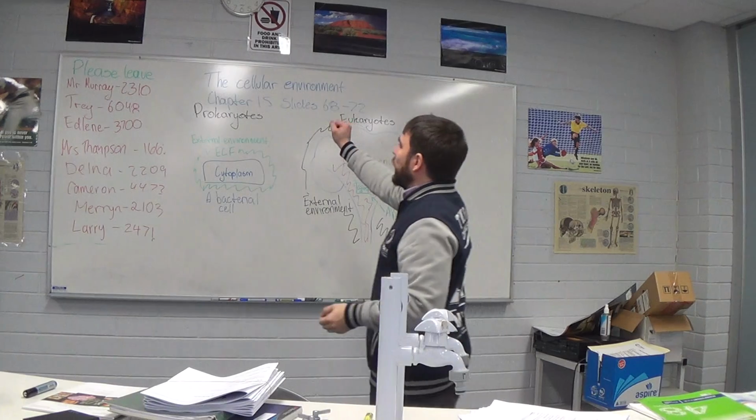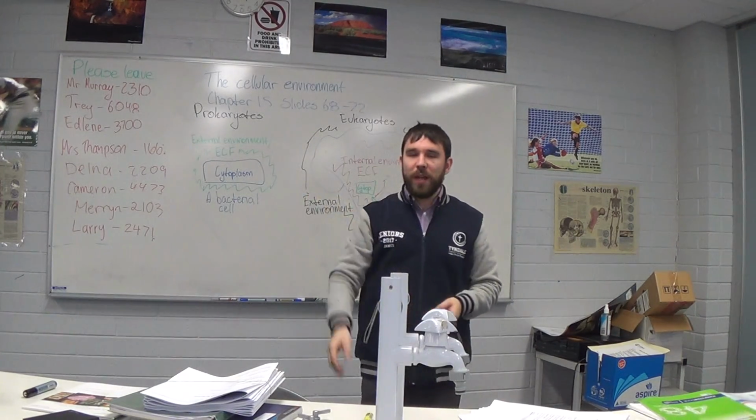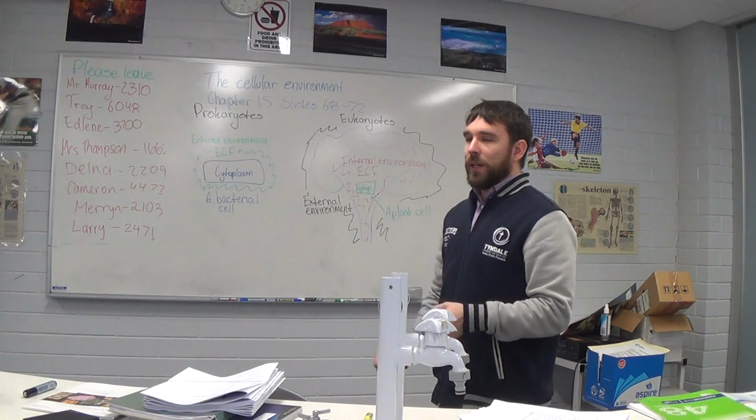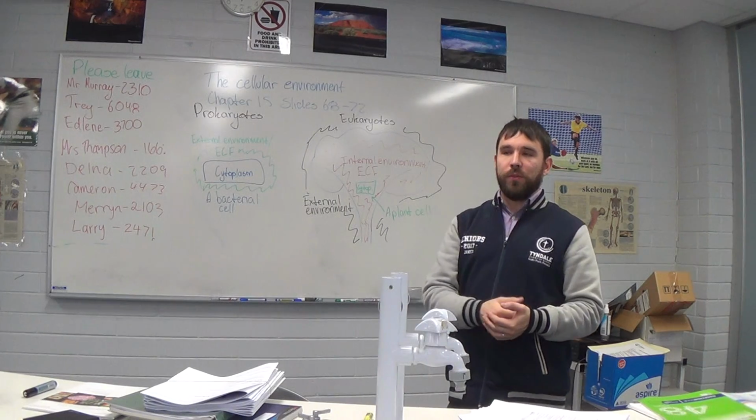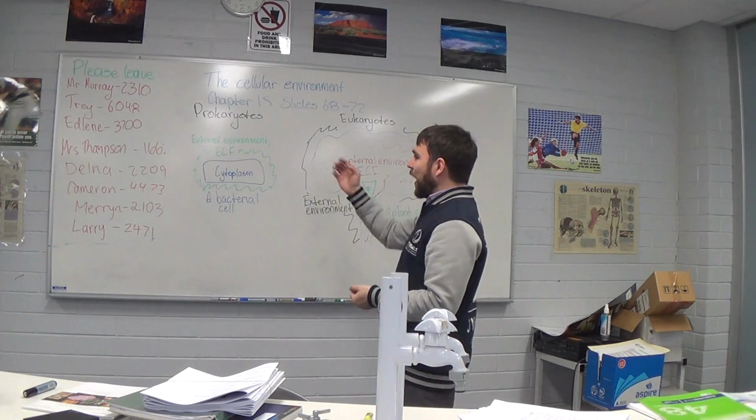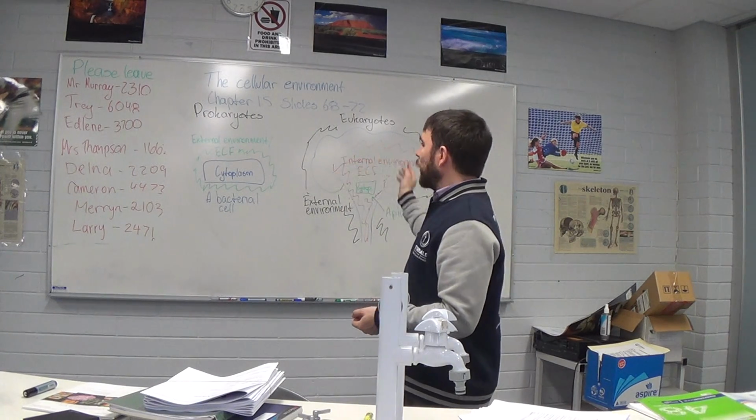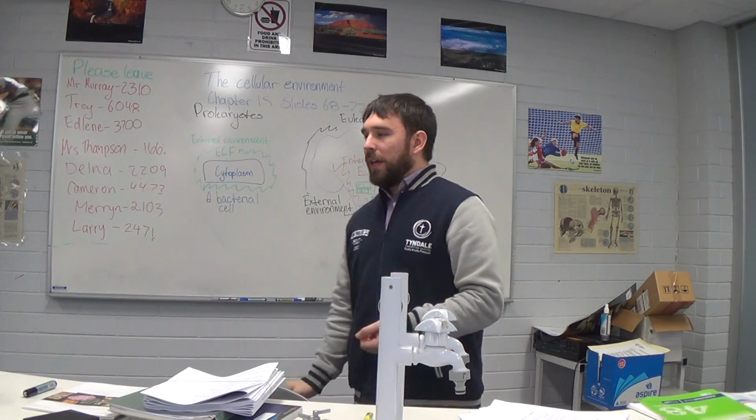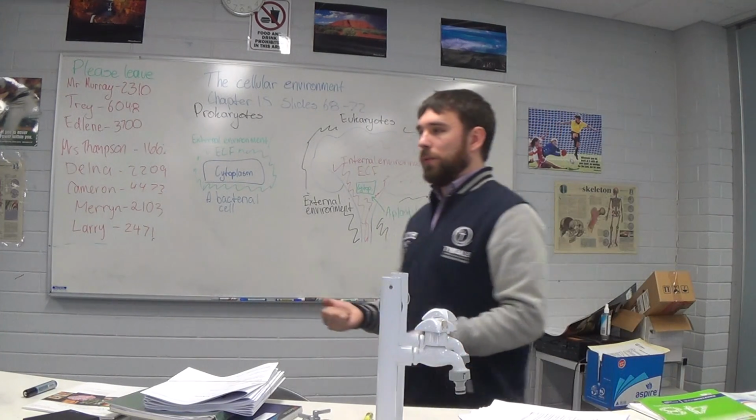So on the left-hand side here, I've already drawn the diagram for a prokaryote. Now, prokaryotes don't have an internal environment. Instead, they have their external environment, which is their extracellular fluid, their ECF. And then they have their cytoplasm. So the ECF, regardless of being prokaryotic or eukaryotic, is the fluid that is in direct contact with the cells.